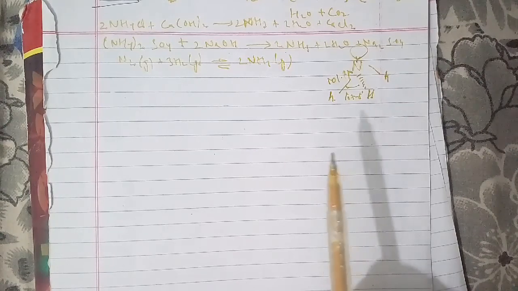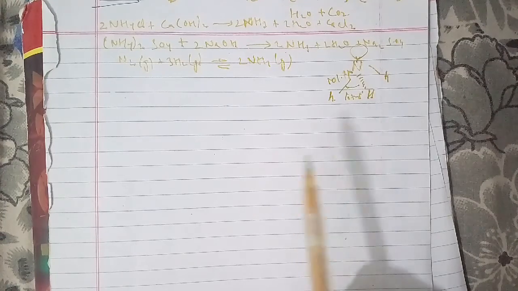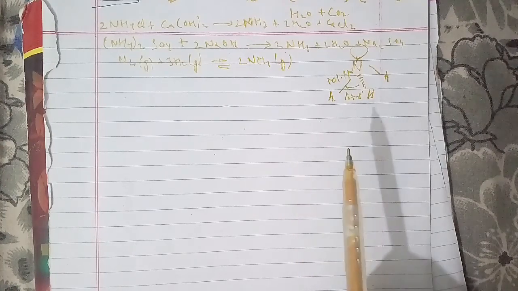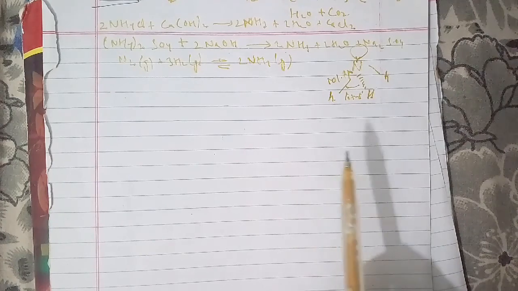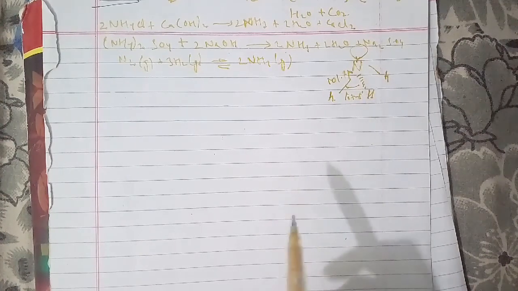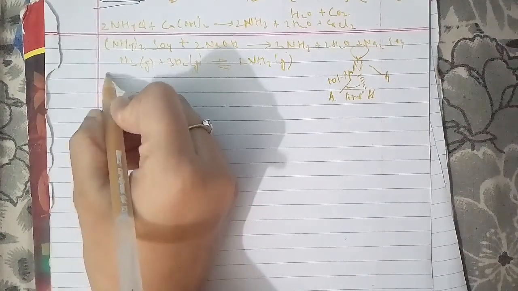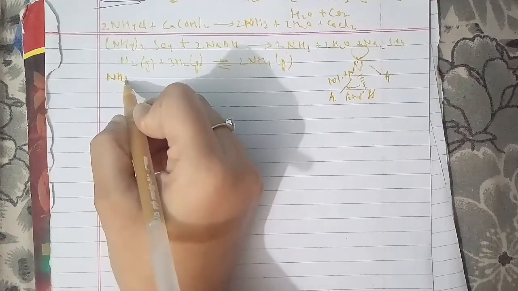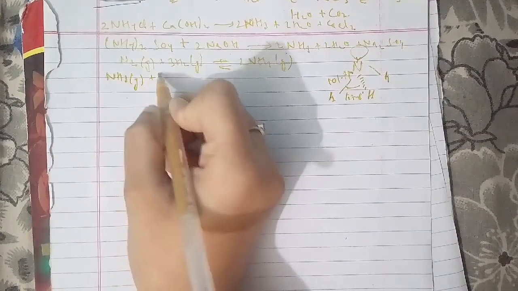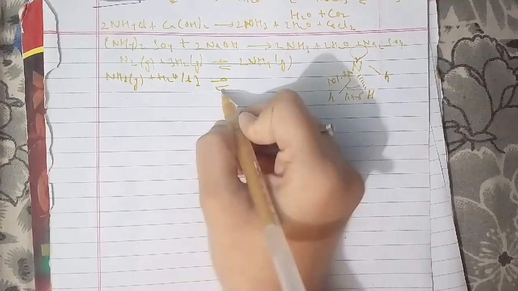Another reaction we'll talk about is FeCl3 aqueous plus NH4OH aqueous. It will give Fe2O3.xH2O solid plus NH4Cl aqueous. This is the Fe we have. This is your brown ppt.